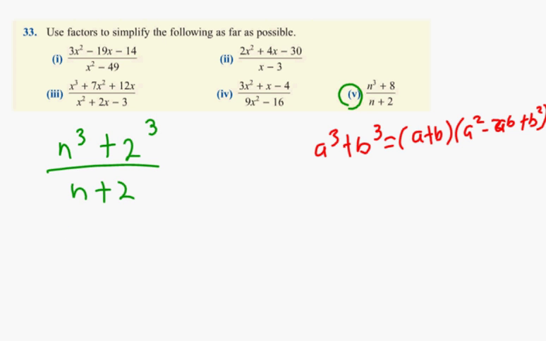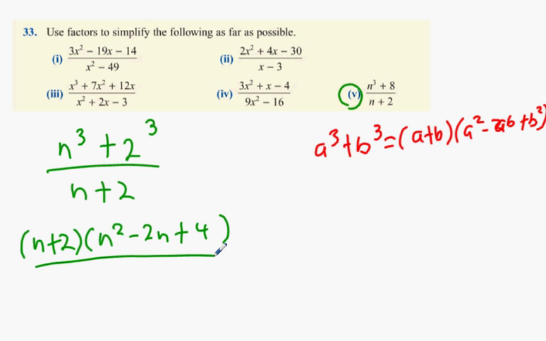So what's it going to turn into, guys? m plus 2. a squared is? m squared. Minus ab? Minus 2m. b squared? 2 squared, which is 4. All over? m plus 2. What cancels? m squared minus 2m plus 4. Everybody happy with that? Okay, so I've done 27 and 33.